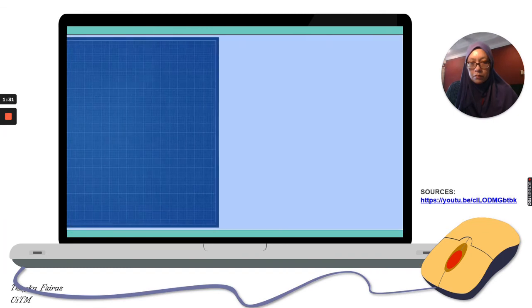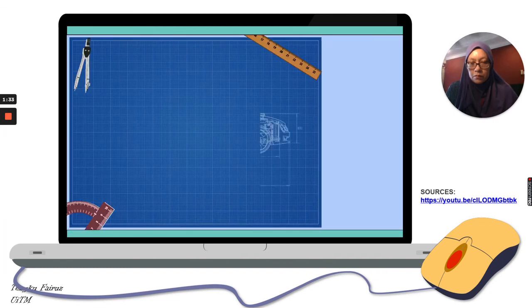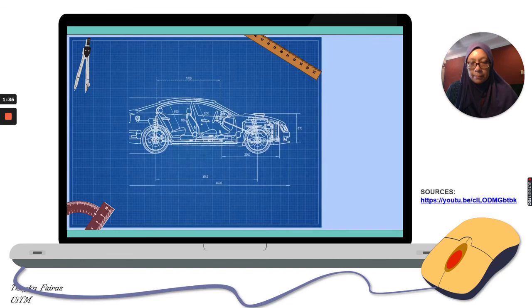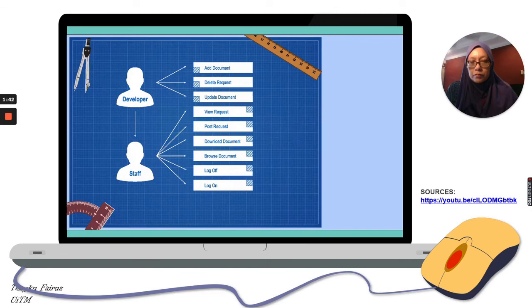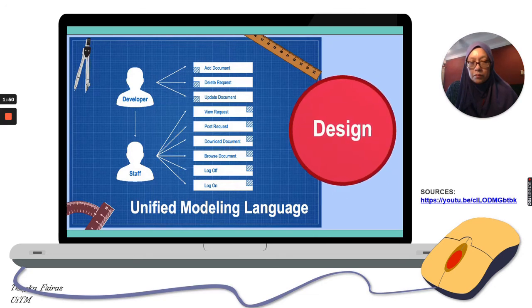After this, you create a blueprint for the design of the car. You consider the different components and the aesthetic design of the car. In systems development, at this stage we draw up diagrams to represent the software system. These include Unified Modeling Language, UML, diagrams that look at the system from different perspectives. This is the design phase of the cycle.